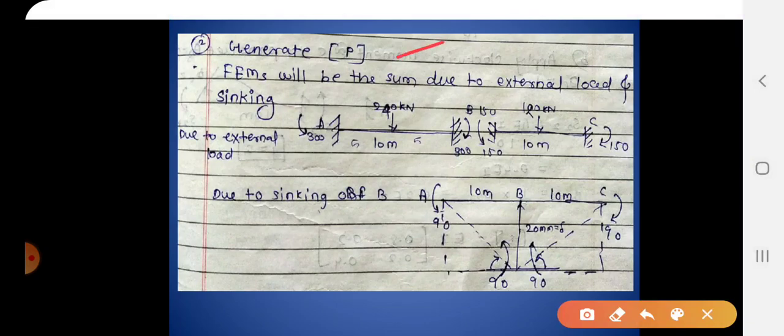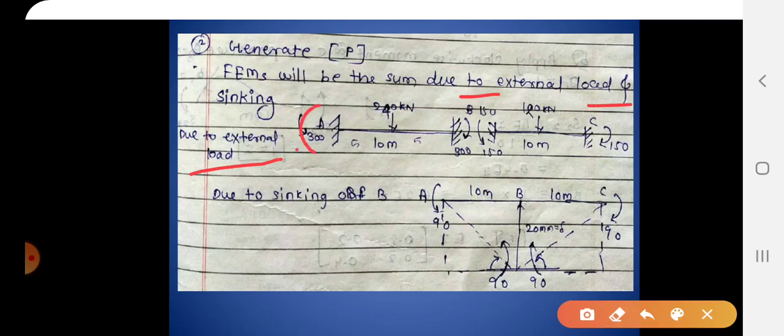Here, yes, this is the point of differentiation. What is P? It is the moment value at B and C. But here the fixed end moments are due to, first, external loads, and second, sinking of support. So we will go one by one. First we will calculate the fixed end moment at B and C due to external load.